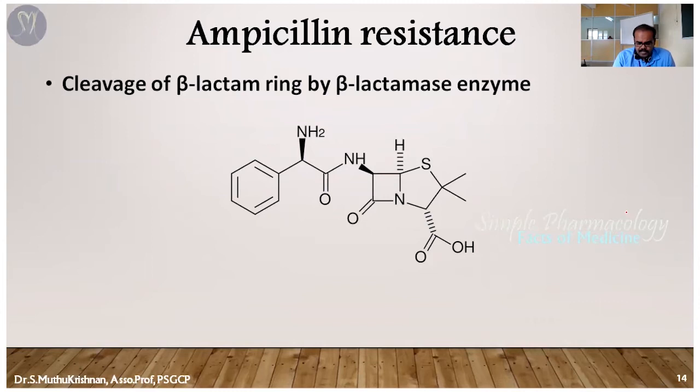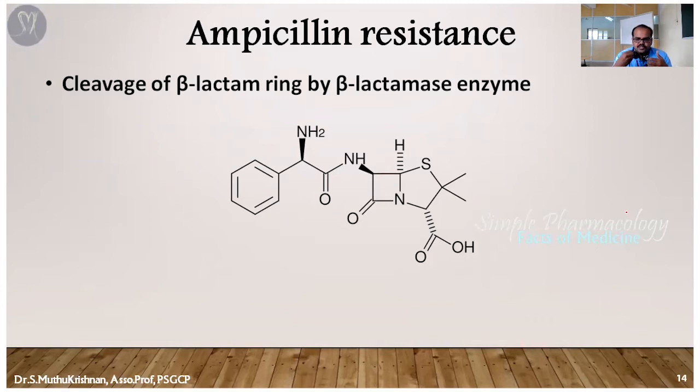In this case, how does the resistance happen? The first thing is that the organism itself knows the mechanism by which we are going to affect it. So it reads out the mechanism, and it is going to release a separate substance, a specific enzyme. That enzyme is called beta-lactamase enzyme. The name itself denotes the mechanism. When the organism is continuously exposed to that penicillin antibiotic, it knows the mechanism and reads out the concept.